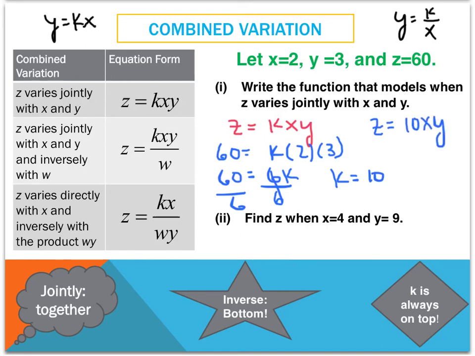Now we want to figure out what z is going to be when x is 4 and y is 9. So what is z, since I know k is 10, when x is 4 and y is 9? So multiplying all of these together, 4 times 9 is 36. 36 times 10, we're going to get 360.